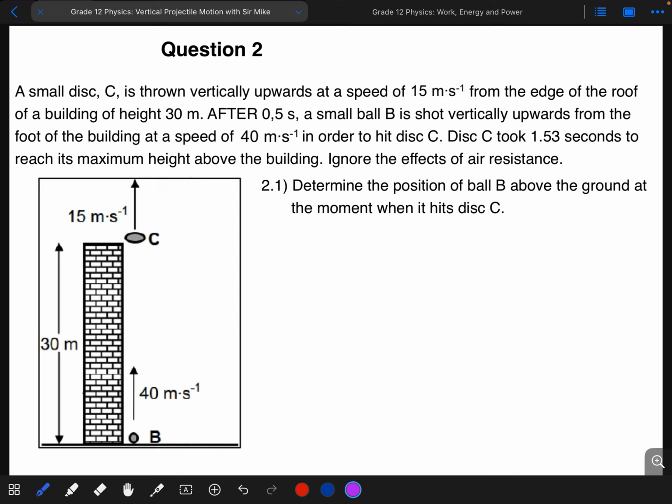So in this case, remember we said that when two objects pass each other or when they hit each other, they'll simply have the same height above the building. So we must keep that in mind.